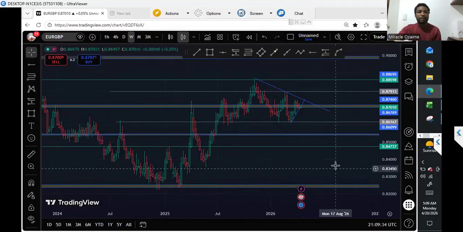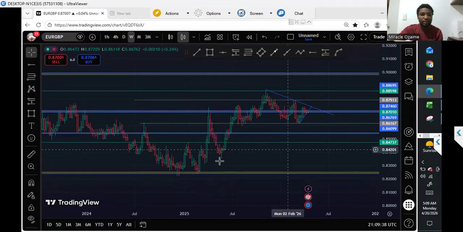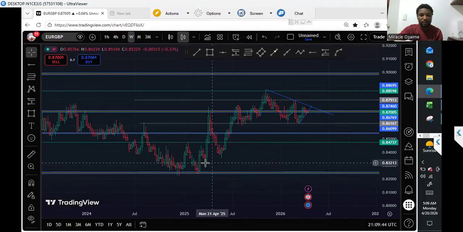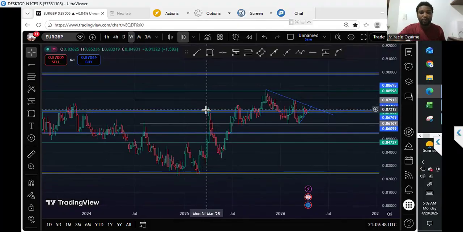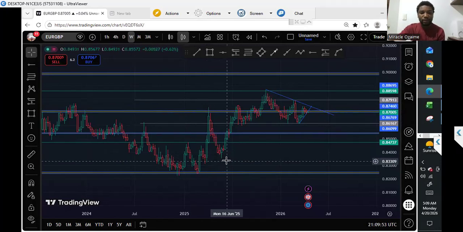And I could also see the nature of the previous correction. Look at the way the market pushed up. Correction. This is a demand level around this area that pushed the market significantly upwards. Then we have a correction back downwards. Then we have a push up that formed a double top.